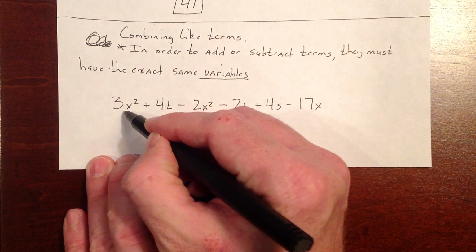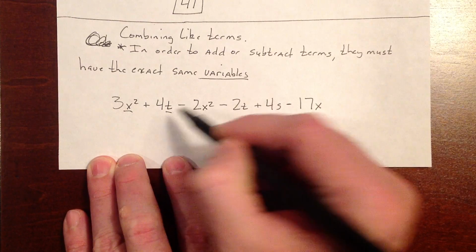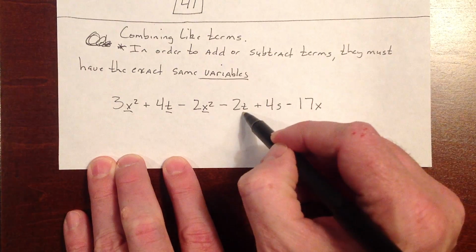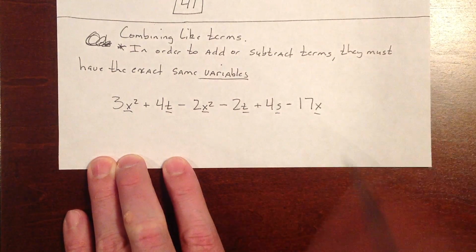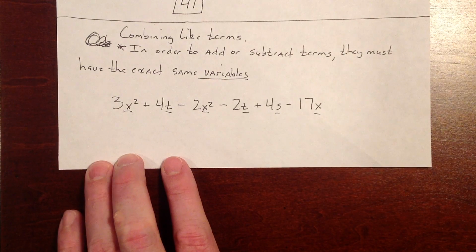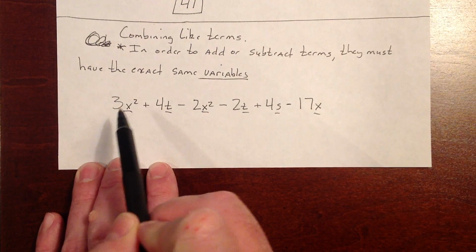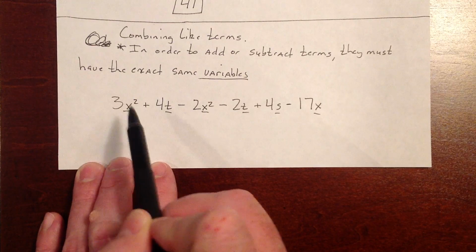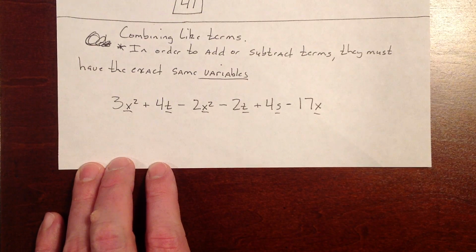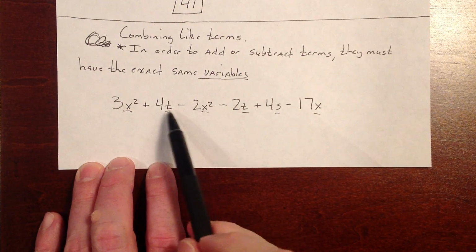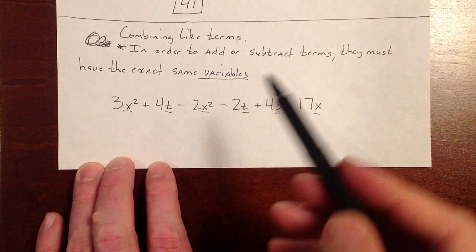The variables are right here. They're almost always represented by letters, and sometimes they'll have exponents on them. Okay? These are what's called variables, and I'll get into more what a variable is later on. So you got to start from left to right. Say, hey, what has the exact same variable as this 3x squared here? Well, 4t, no, that's a different variable. That's a t. Minus 2x squared, that looks like we got a winner there.